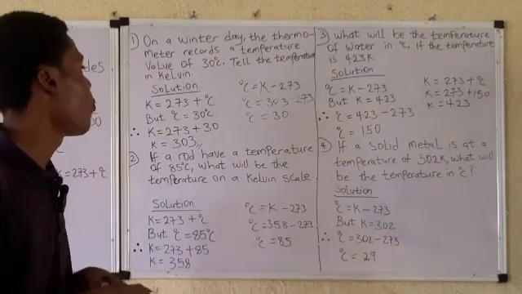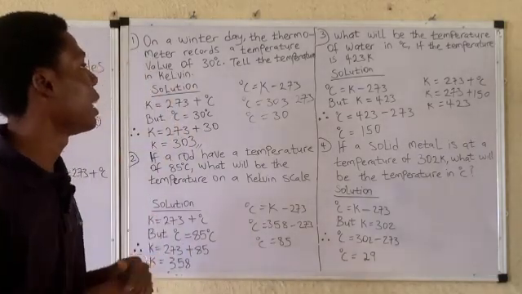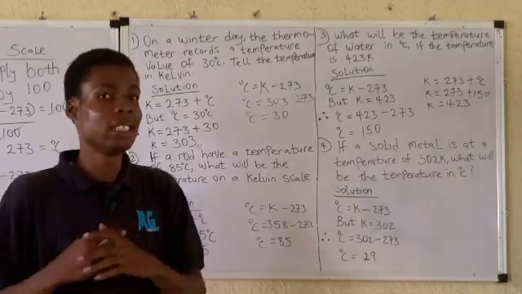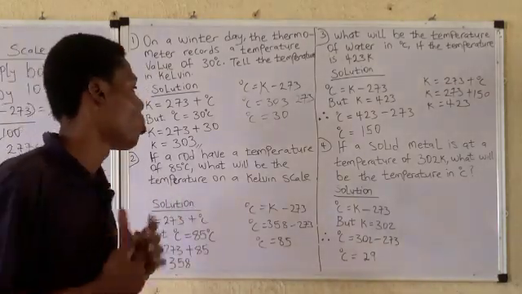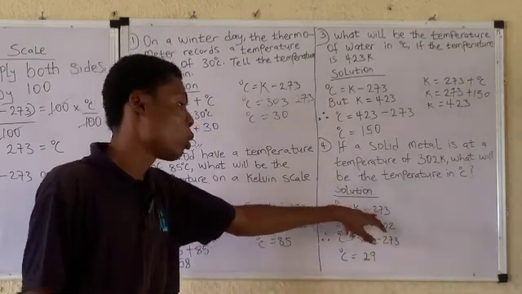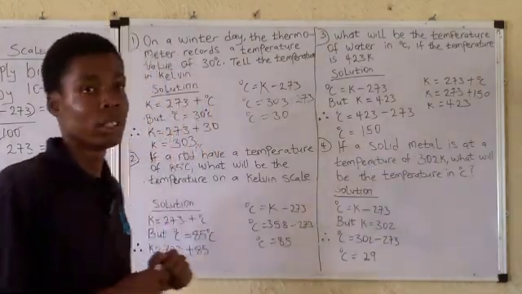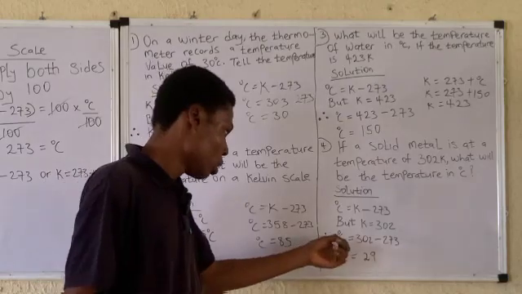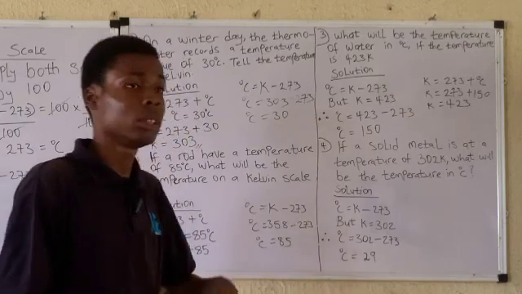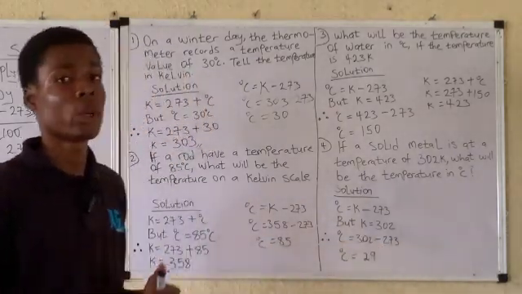Now our number 4 question says, if a solid metal is at temperature of 302 Kelvin, what will be the temperature in degrees Celsius? We also use the same formula, which is degree Celsius equal Kelvin minus 273, where our Kelvin is 302 from the question. So degree Celsius equal 302 minus 273. So 302 minus 273, our degree Celsius is 29.